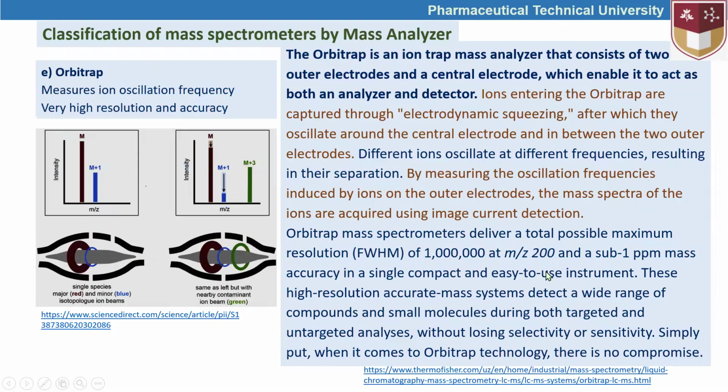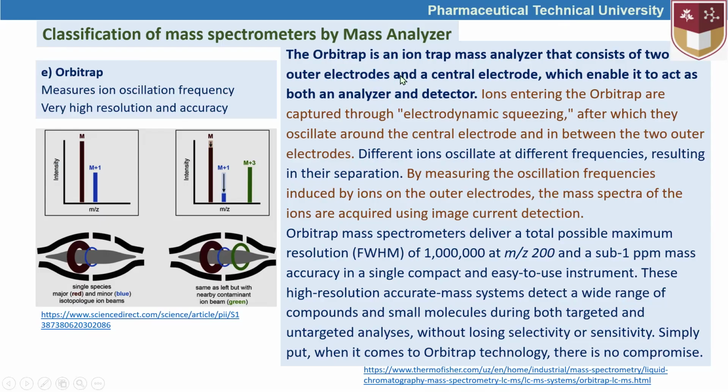Okay, next one is orbit traps. Orbit traps have very high resolution and accuracy. It measures ion oscillation frequency, and ion oscillation frequency is the main principle to explain its mechanism of action.